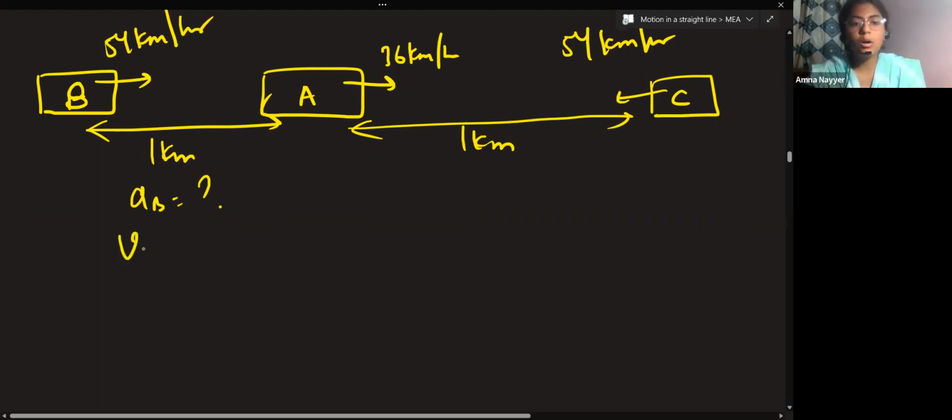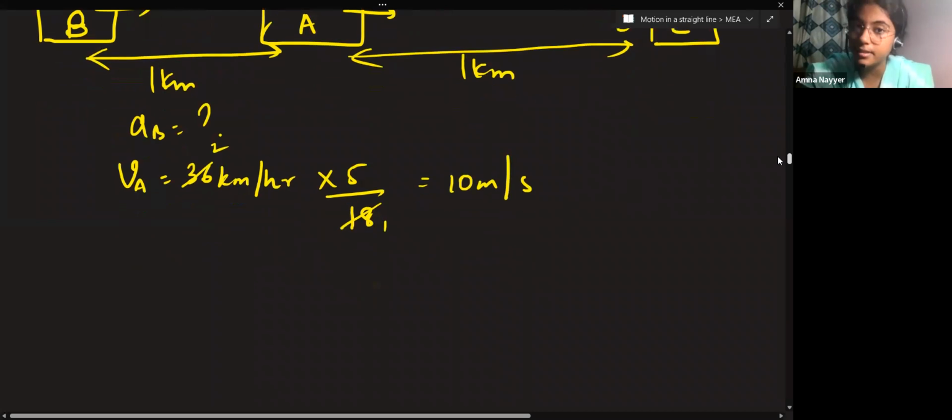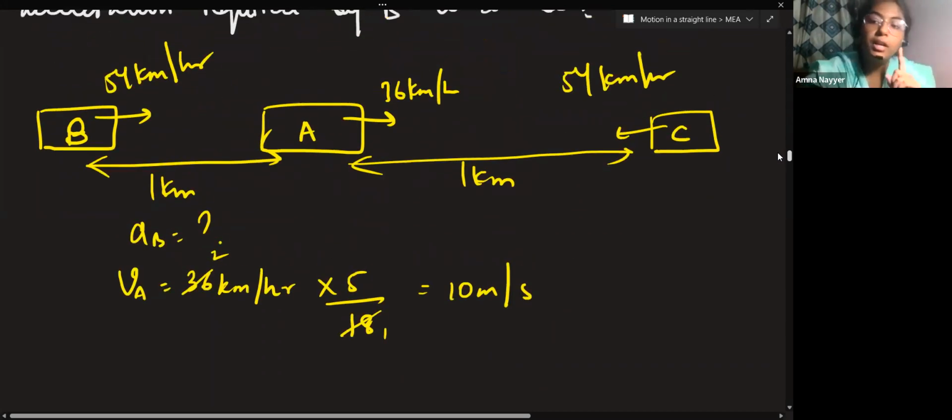So velocity of car A is 36 kilometer per hour. So multiplied by 5 by 18. This becomes 1, this becomes 2. 2 into 5 gives you 10 meter per second. Now we'll be just talking about 10 meter per second. Now we won't consider 36 kilometer per hour. I hope you have understood the question.